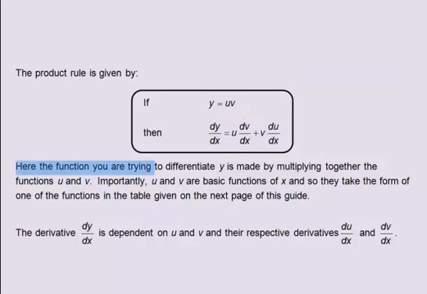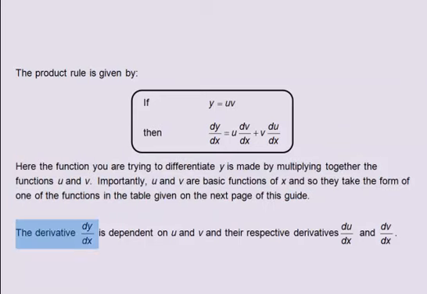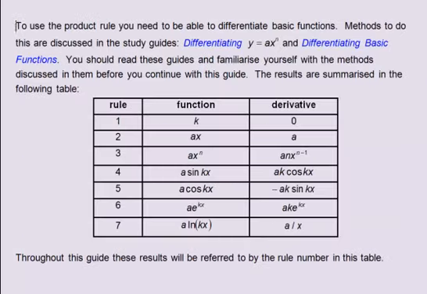Here the function you are trying to differentiate, y, is made by multiplying together the functions u and v. Importantly, u and v are basic functions of x, and so they take the form of one of the functions in the table given on the next page of this guide. The derivative, dy by dx, is dependent on u and v, and their respective derivatives, du by dx and dv by dx. To use the product rule, you need to be able to differentiate basic functions.